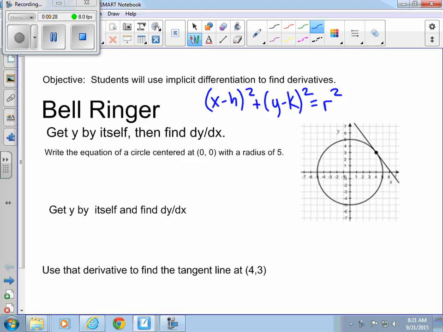That one. So if you don't know that before the next ACT, you should work on it. Ours is a little easier because it's centered at 0, 0, so the H and K are both 0. So x squared plus y squared equals 25.